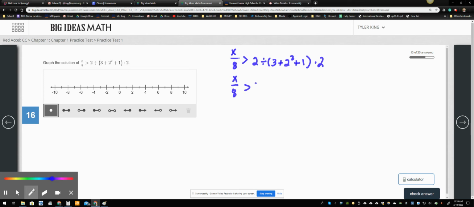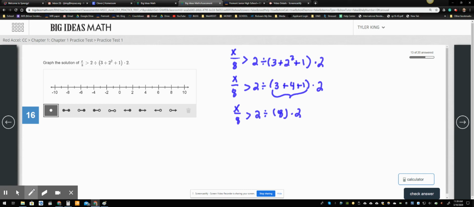It's got to be greater than 2 divided by, and then we have 3 plus 2 squared, which is going to give us 4 plus 1 times by 2. The whole thing in here can now be evaluated together. 3 plus 4 is 7, plus 1 is 8. So we have x divided by 8 has got to be greater than 2 divided by 8 times by 2.